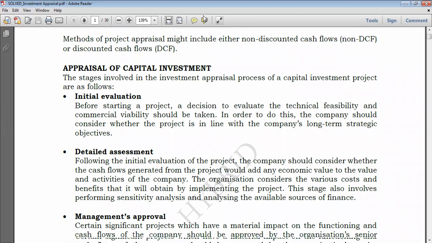What do we mean by detailed assessment? Let's just finish up here, and then I think I should restart the computer because I'm facing a bit of problems here. I usually highlight.